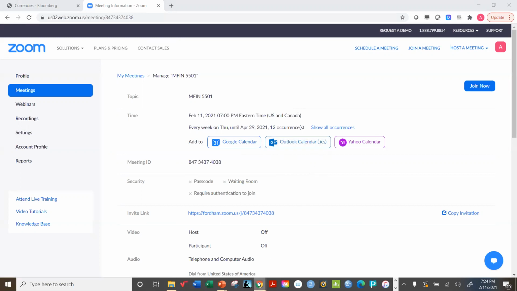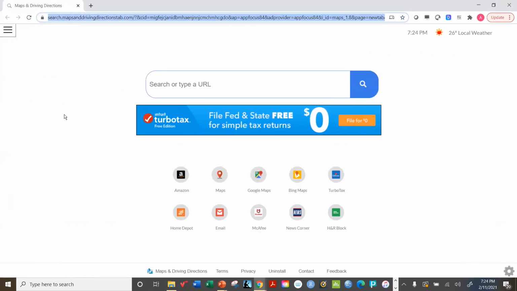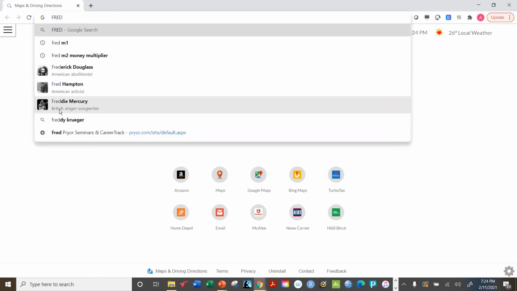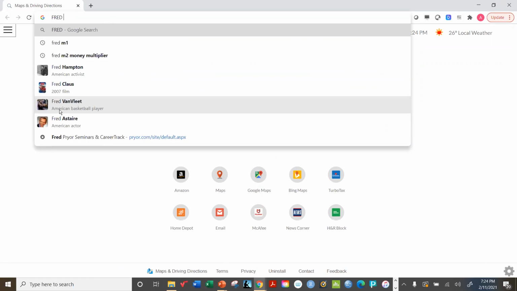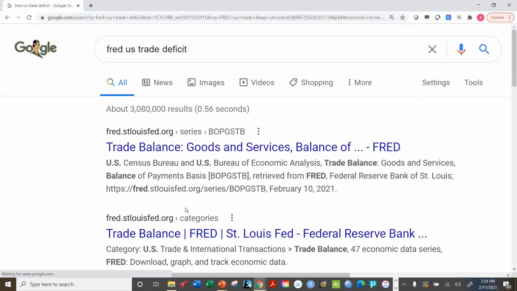Now, if you want to get the actual numbers for some reason, here's what you can do. There's a very nice website that has all kinds of wonderful economics and financial data. It's free. It is called FRED. It stands for Federal Reserve Economic Database. It's run at the St. Louis Fed, and it has all kinds of economic data. So what I'm going to do is ask FRED to show me U.S. trade deficits, and it's going to come back here.